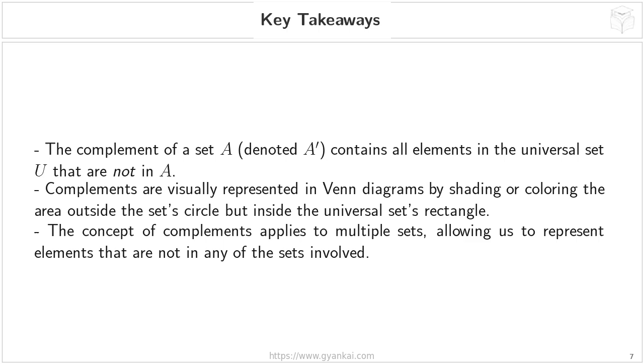This slide summarizes the key takeaways, and it's important you have these firmly in your mind before we move on to slightly more complex scenarios in the next slides. So, to reiterate, A prime is everything in U that isn't in A. We show it by shading outside the circle but inside the rectangle, and it works with multiple sets too. Make sure you understand these points, as they're the foundation for solving more challenging problems involving Venn diagrams and set theory.